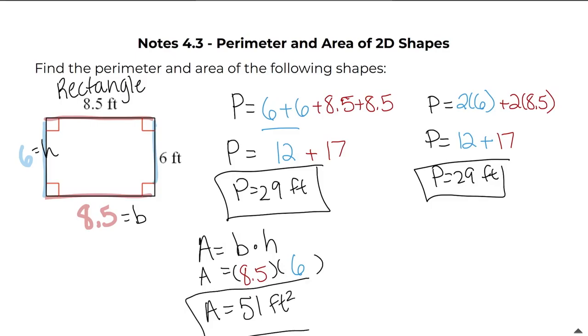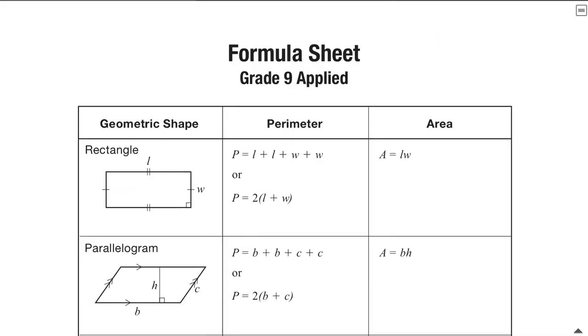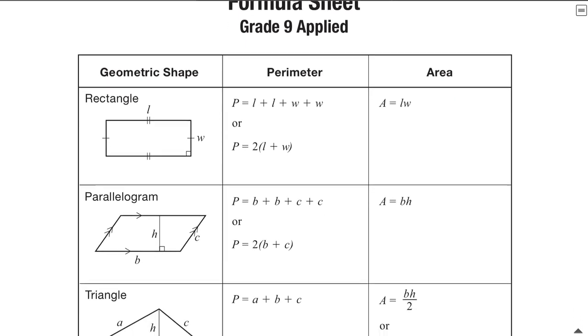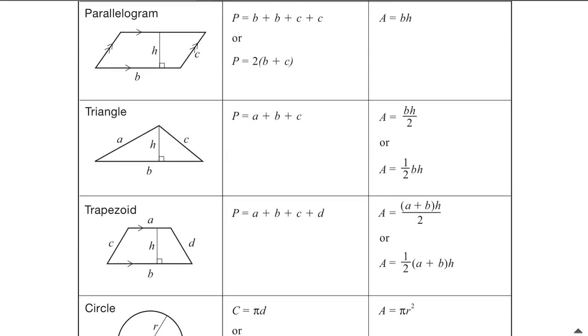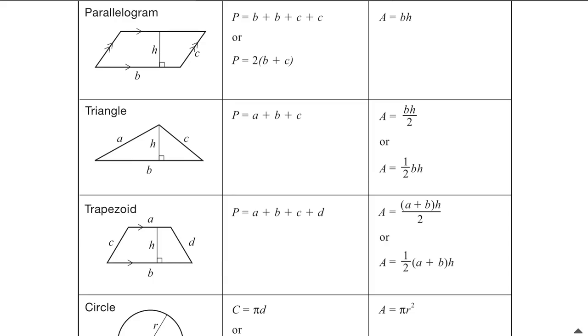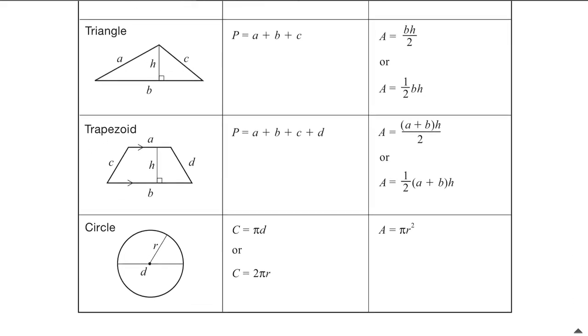Now, to find the area, we just have to do the base times the height. The 8.5 is the base, the 6 is the height. So I would do 8.5 times 6, because the formula says base times height. So let's type that into our calculator. And I end up getting 51. So here we can say that our area is equal to 51, but this is feet squared. And we know it's feet squared because it's a two-dimensional figure, and also because this is feet times feet, which is feet squared.